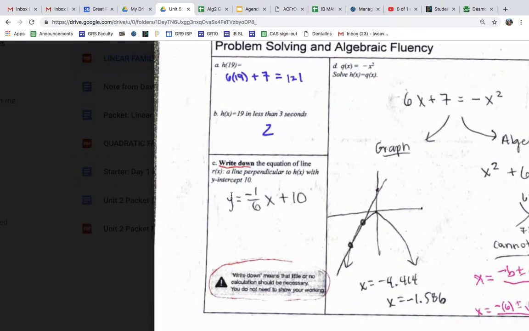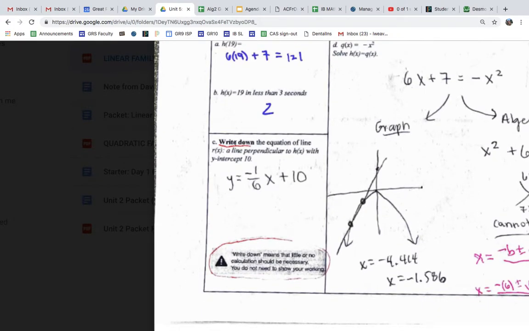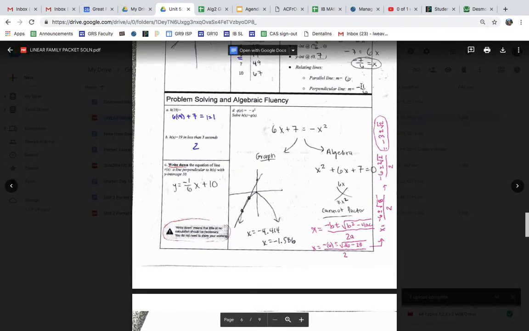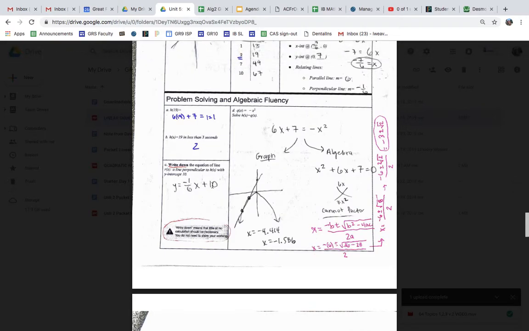Write down the equation of the line. That means it also must be equal. A perpendicular with a y-intercept of 10. So I take my perpendicular slope, which is negative 1/6, y equals mx plus b, and my y-intercept is 10.